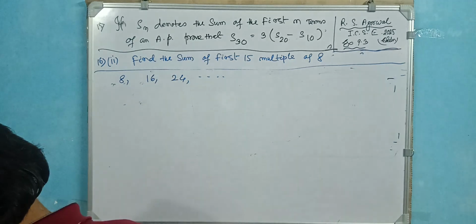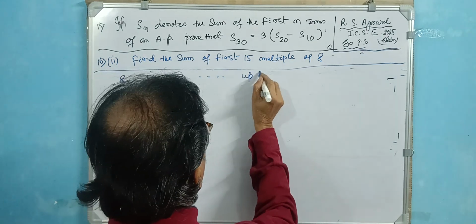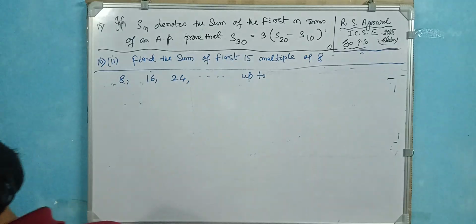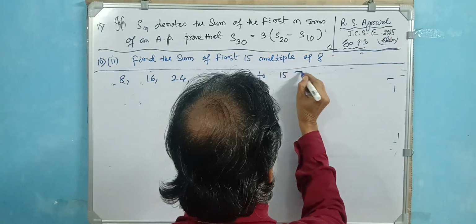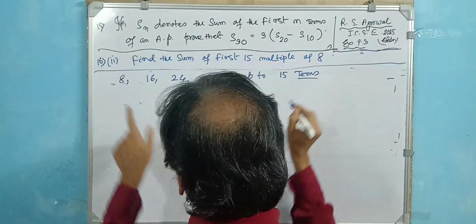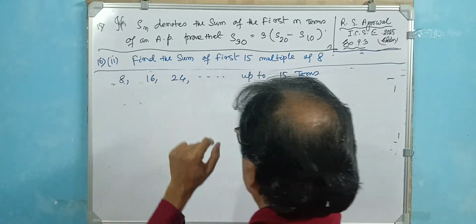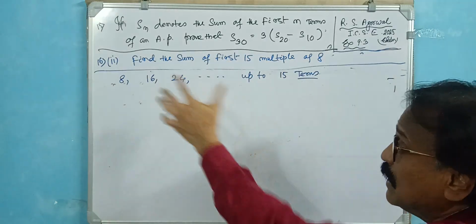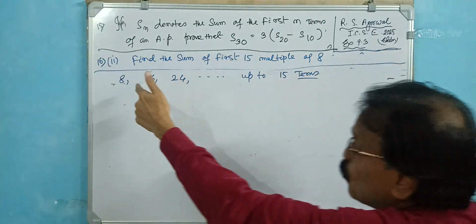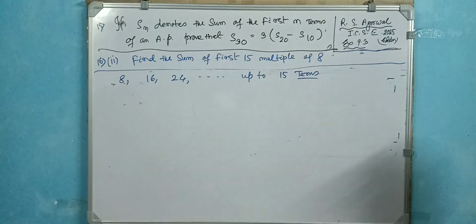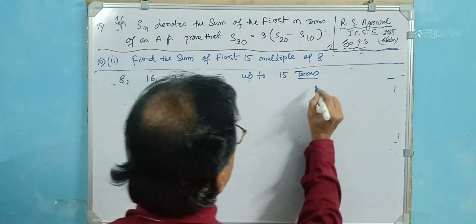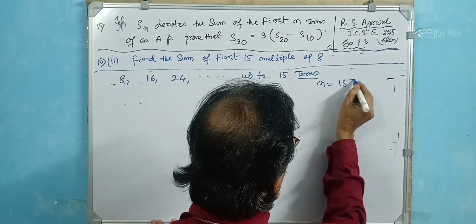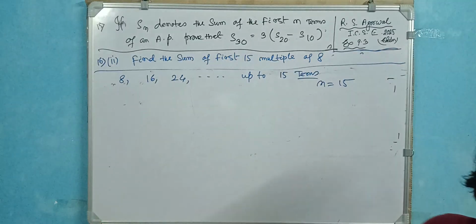Is it okay? And up to 15 multiples. That means 15 terms. This is the first term, this is the second term, this is the third term, fourth, up to 15 terms. Then you sum, then you add it. So actually 15 terms. That means n is 15.